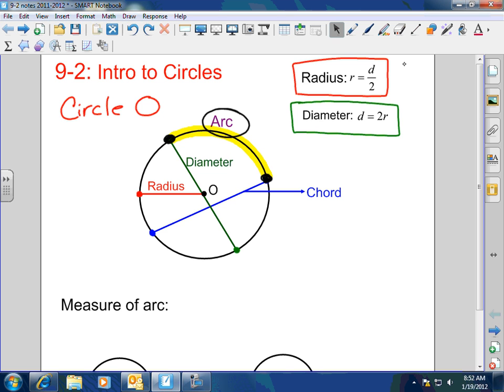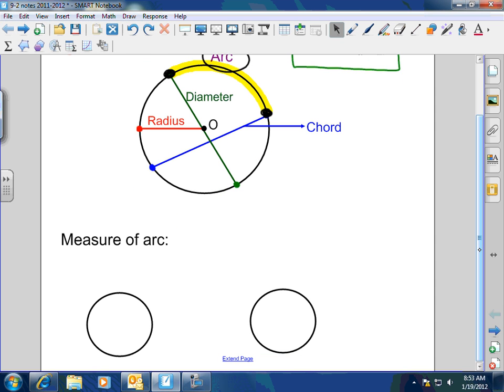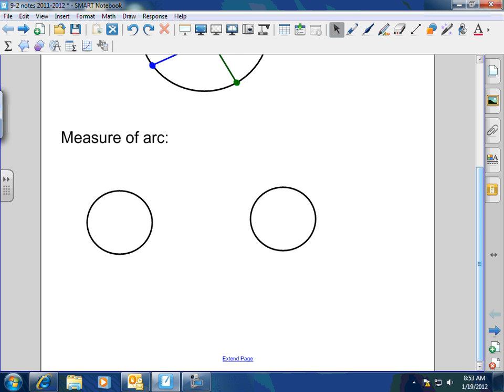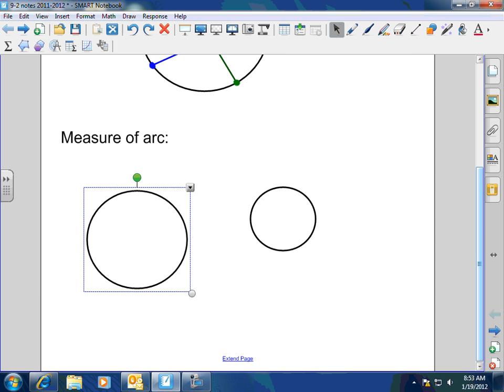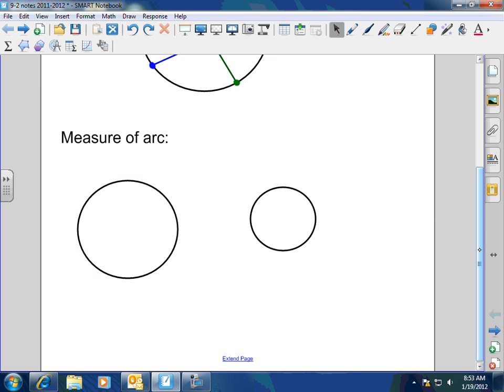And you can find the length of an arc very easily. And you can also find the angle measure of an arc. And that's what we're going to talk about right now in a second. So when we're measuring the arc here, there's a couple of different things that you can do using the arc. First of all, let's find the measure in degrees of an arc, because we know that a circle has 360 degrees in it, correct? All right.